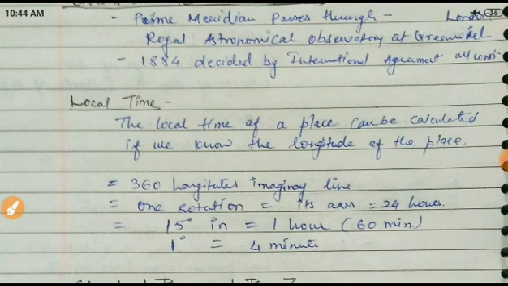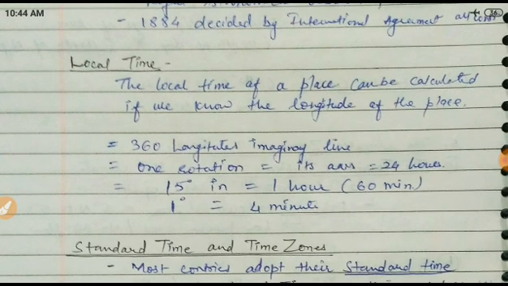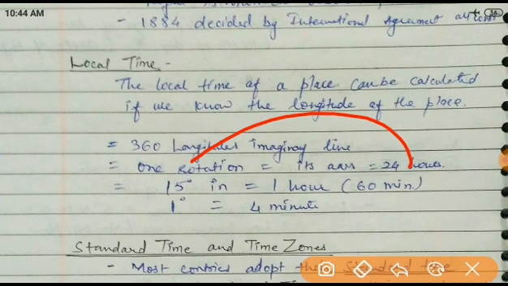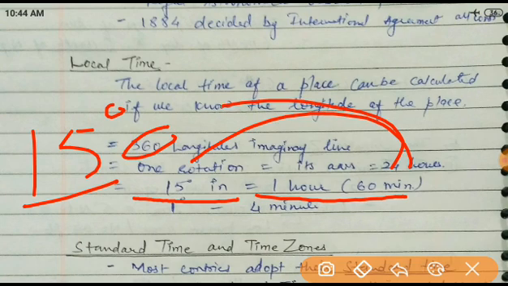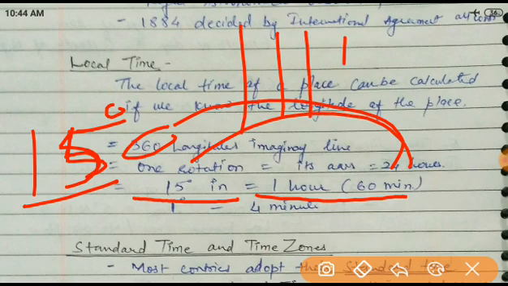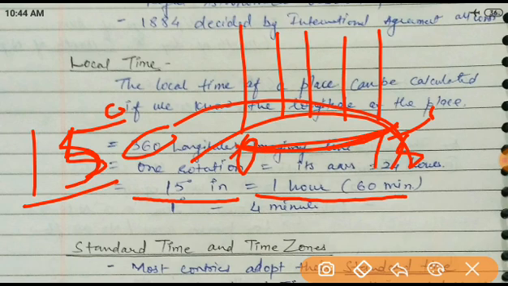You also know that one rotation of the Earth covers 24 hours. So if we divide 360 degrees by 24 hours, we find that 15 degrees of longitude are covered in 1 hour. So from 0 degrees to 15 degrees longitude, the sunlight covers this distance in 1 hour, or we can say 60 minutes.